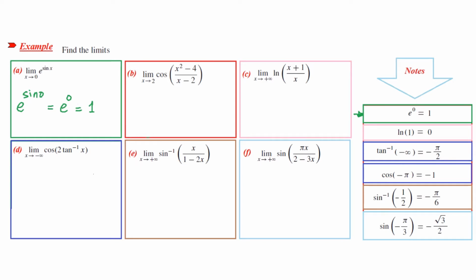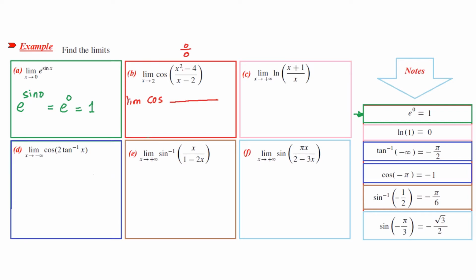For the second part, we have the limit of cosine of (x squared minus 4) divided by (x minus 2) when x goes to 2. If you plug in the value of x here, you will get 2 squared minus 4 equal to 0, divided by 2 minus 2 equal to 0. So we have the limit of cosine.